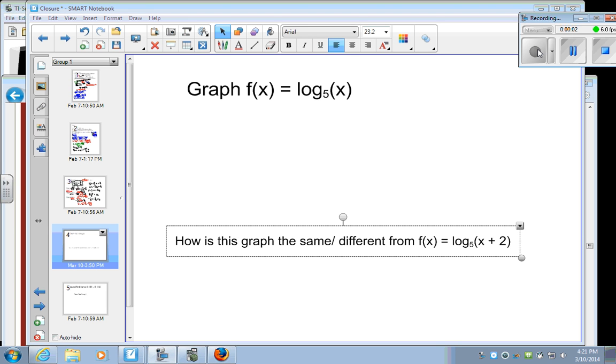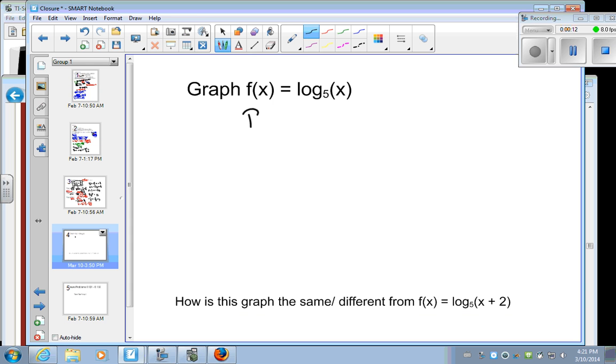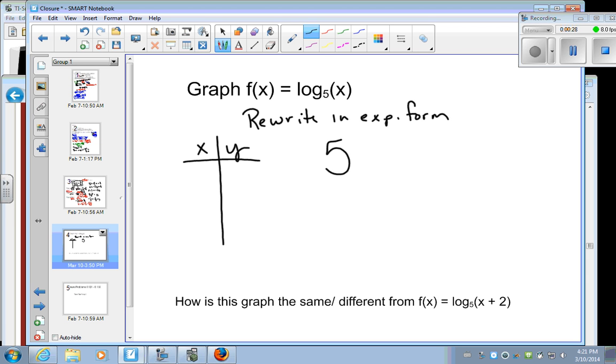When I'm going to work out a problem like this, I usually do an XY chart, as everybody in here knows. So the first thing I'm going to do is rewrite this in exponential form. It'll be easier for me to look at an XY chart if I do that. Now, when I rewrite this in exponential form, the base is 5, and you should see your notes about that.